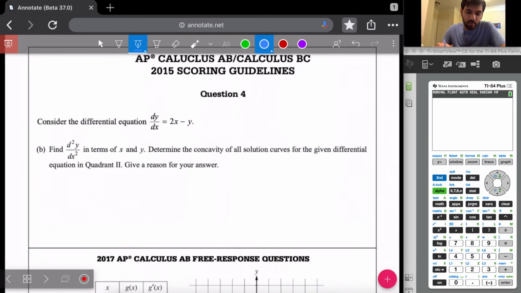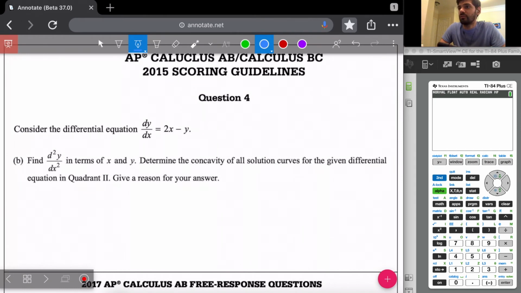Okay, this is question 4 from 2015. What we got here is a differential equation, dy over dx equals 2x minus y. And this is part B of this problem. It's asking find d squared y over dx squared. Okay, so we have dy dx. We're going to need to use implicit differentiation.